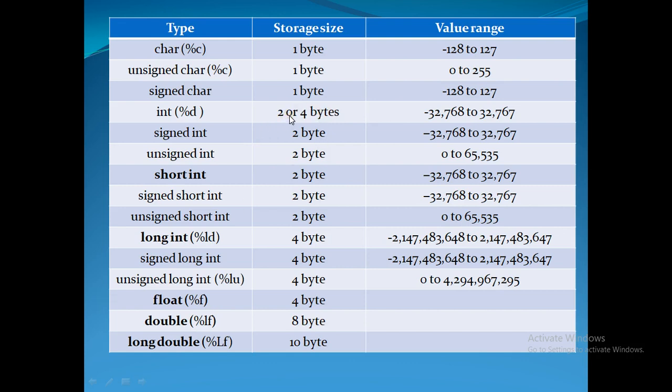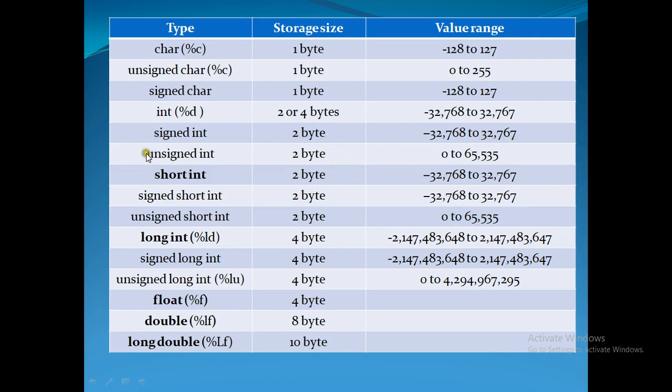So based on the computer where the compiler is running, this size may vary. So 2 to 4 bytes is the difference, and its range is from minus 32,768 to plus 32,767. That's the range of an integer data type. Signed integer is also the same, 2 bytes. I didn't mention it for all those cases, but it's the same and applicable for all the cases. Based on the machine, it depends. Minus 32,768 to plus 32,767.